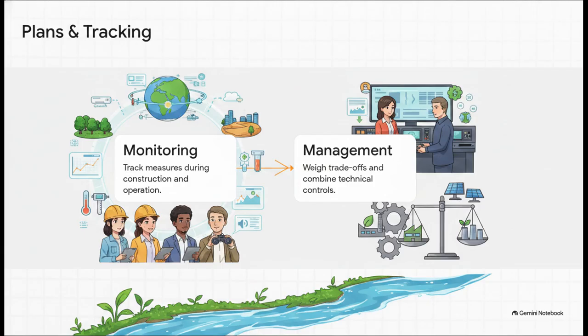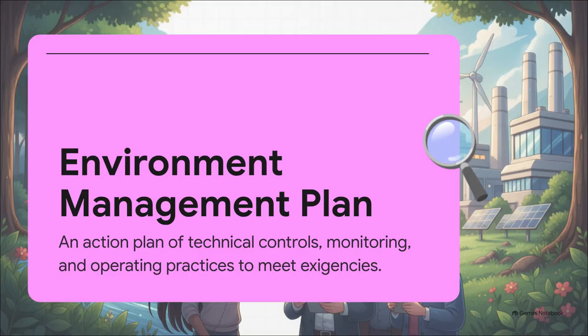Right after that, the study team formulates the environment management plan by comparing various measures and carefully weighing the trade-offs between them to propose one unified, solid course of action. And that brings us to a really critical definition you should know. The Environment Management Plan, or EMP, is the culmination of everything we've discussed so far.